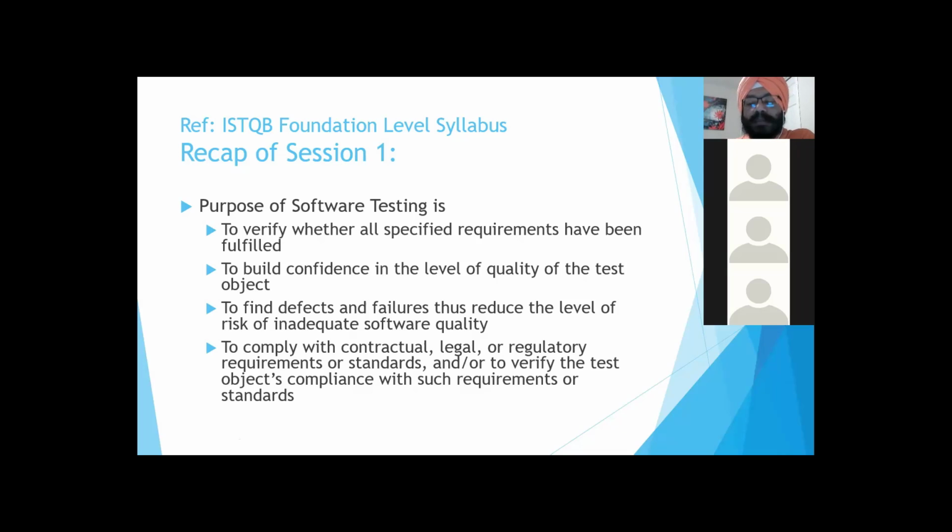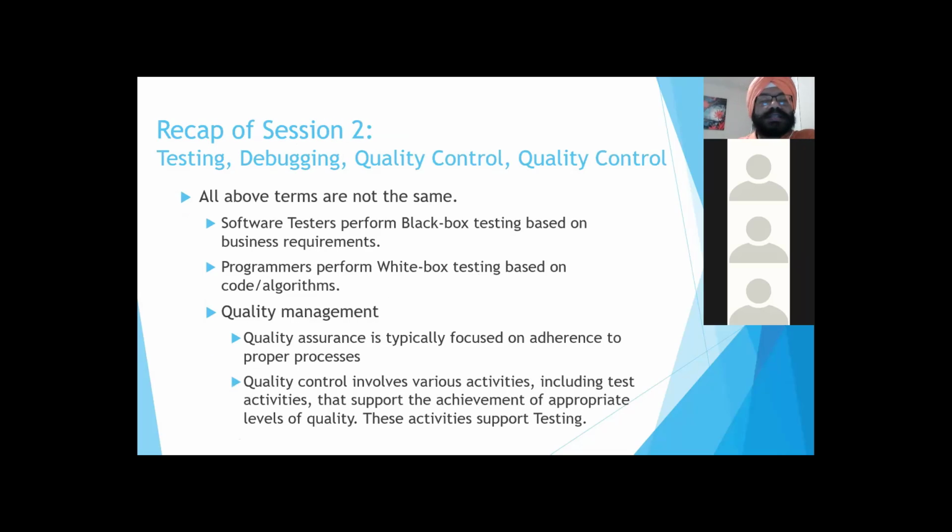Moving further, in the recap of session 2, we tried to distinguish between various terms like testing, debugging, quality control. I didn't change this one; the last one should be quality assurance. Anyways, testing is the job of the software tester. Debugging is done by the programmers. Quality management has two domains known as quality assurance and quality control, and testing is directly related to quality control.